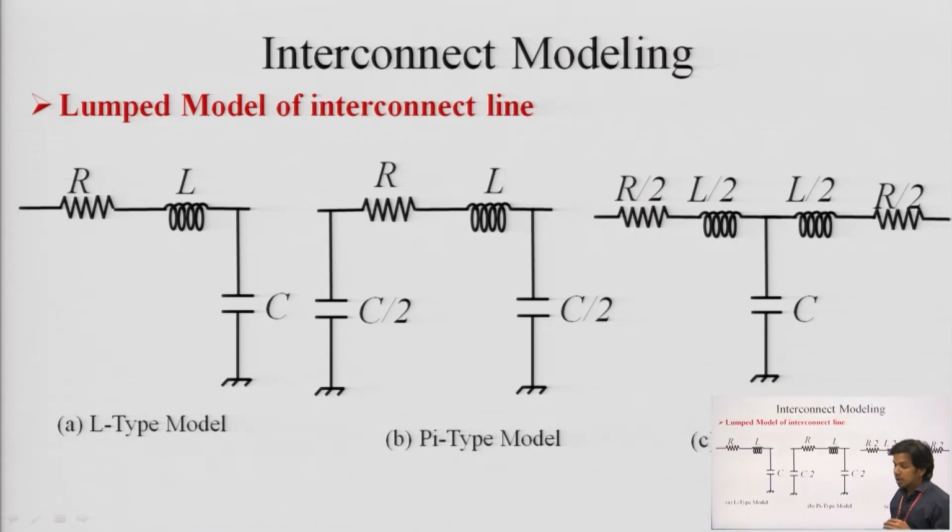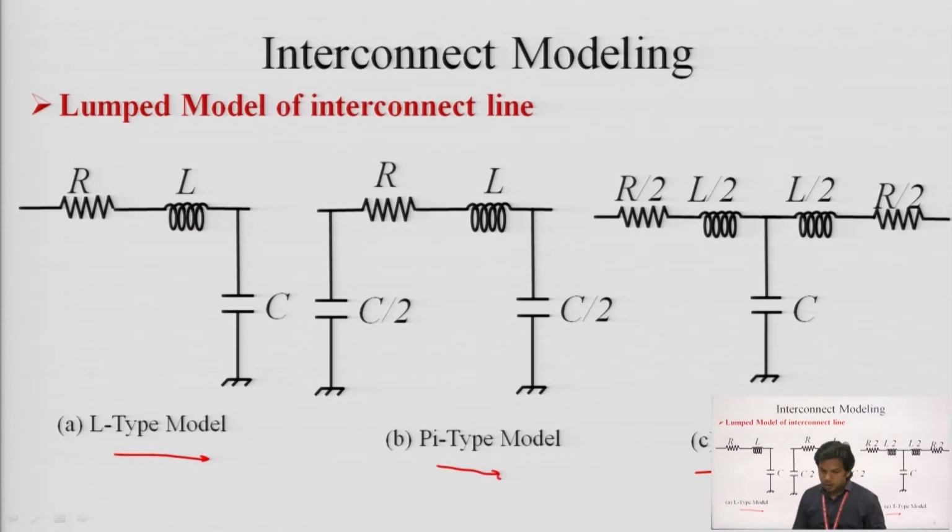So, basically the lumped model can be designed by means of 3 different types of model. One is L type, second is pi type, and the third is T type. To observe the performance of the circuit, you can opt for any one of the model types, okay. Either you can take L type, pi type, or T type. So, you have the flexibility to choose which one gives better performance and how you are modeling things, clear.